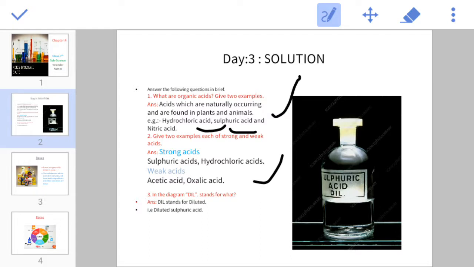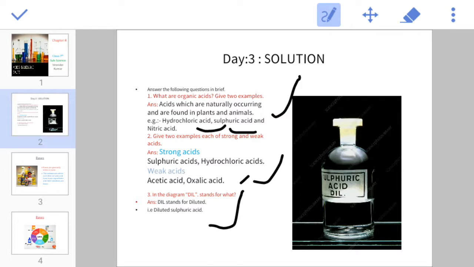Second question, we have to give examples of two strong acids and weak acids. Strong acids are sulfuric acid and hydrochloric acid. Weak acids are acetic acid and oxalic acid. Number 3, we have to write the full form of DIL, which is shown in this bottle. The full form of DIL is diluted, and it is diluted sulfuric acid.